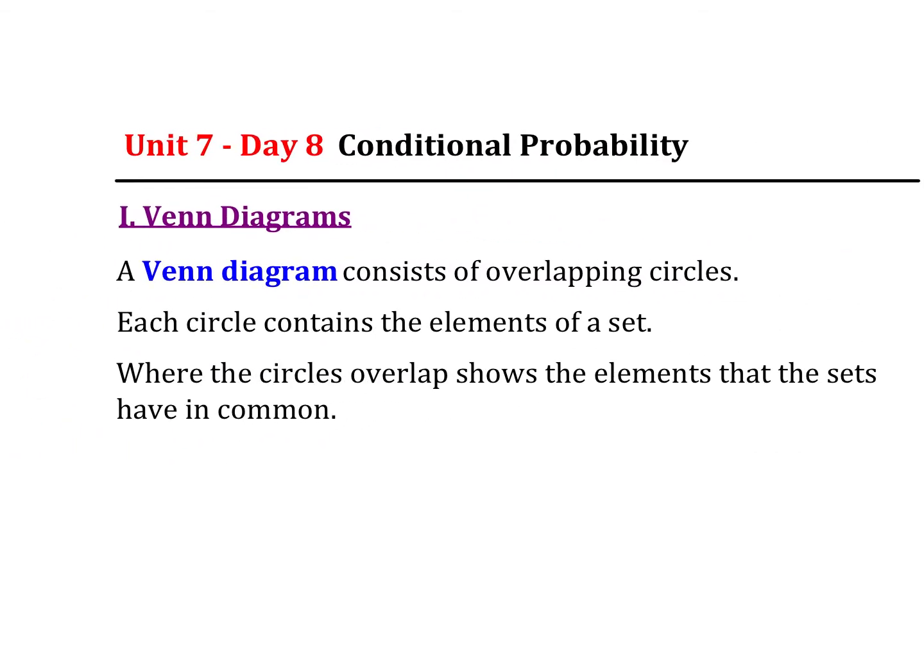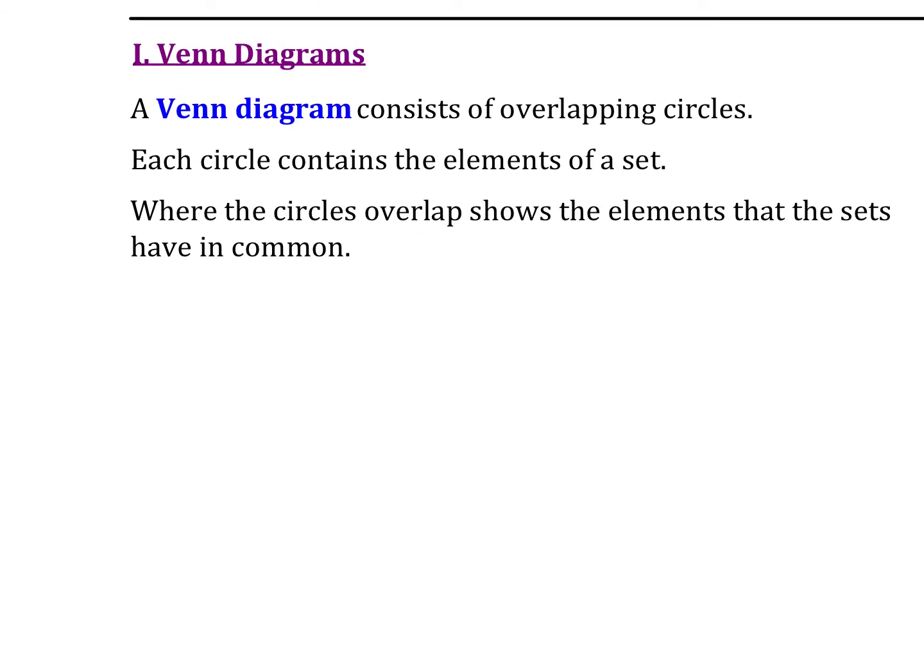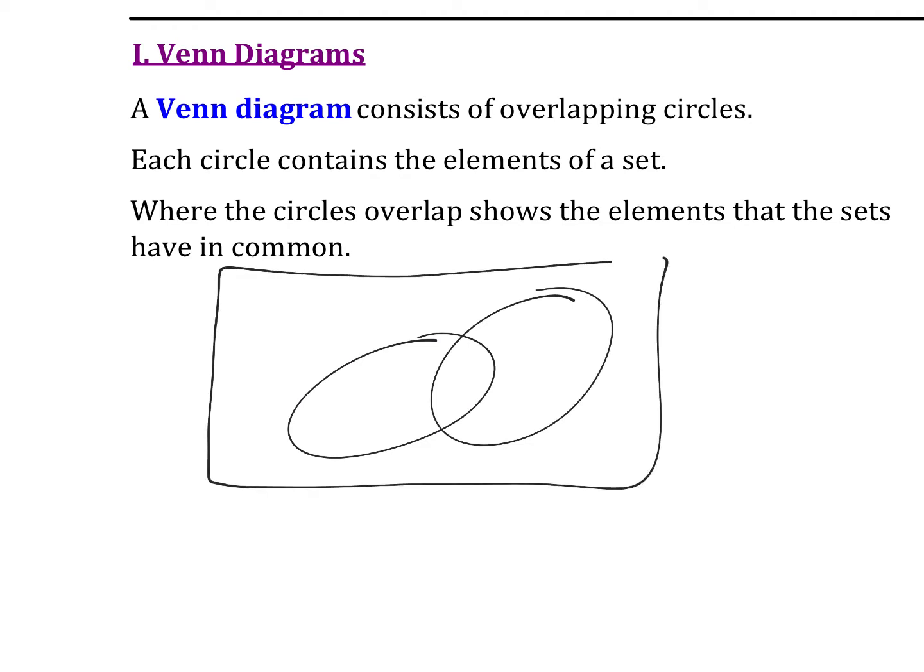So let's get into some definitions. A Venn diagram consists of overlapping circles. Each circle contains different elements within it. Where the circles overlap shows the elements that the sets have in common. One thing this does not mention is Venn diagrams should always be surrounded by a rectangle, and that rectangle is what's called the universal set. Essentially, this rectangle accounts for anything that just doesn't fit into one of these circle categories.